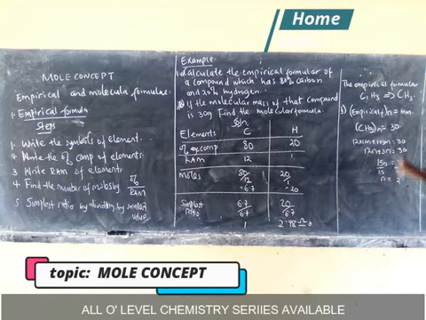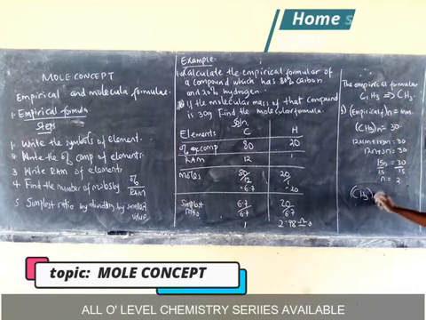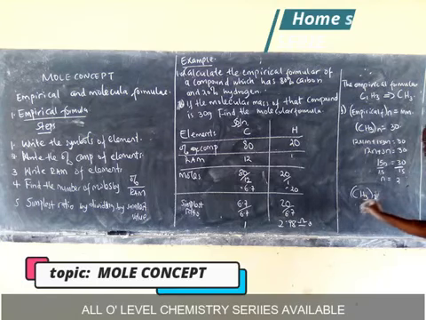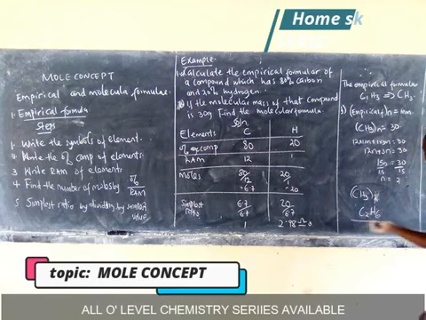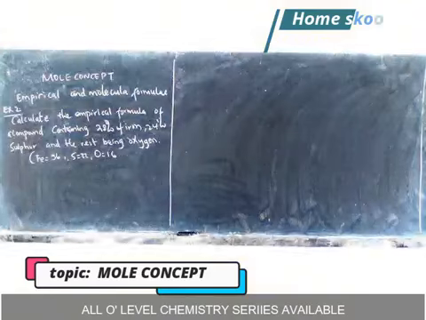So we substitute our N here, so we have CH3 into N. When you substitute 2 here, I get C2H6. That is the molecular formula for that particular compound. It is C2H6.